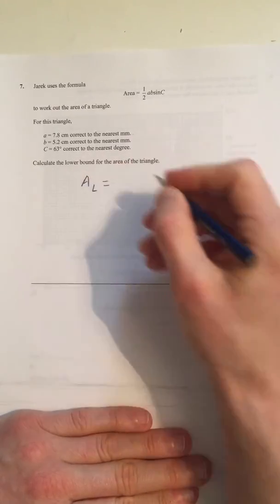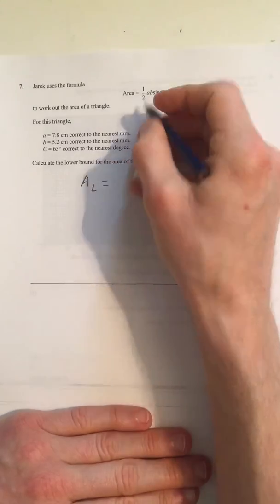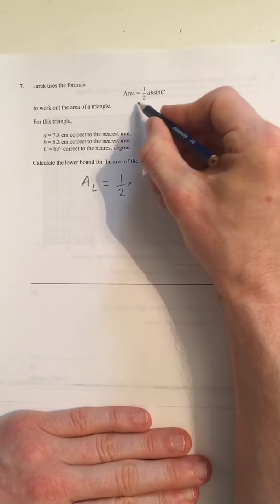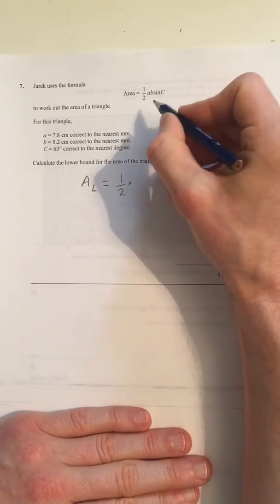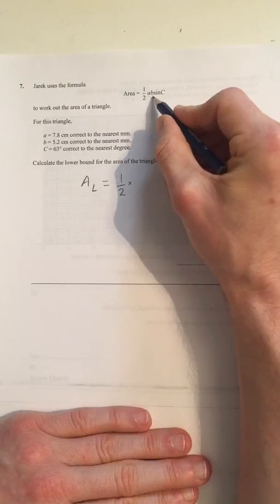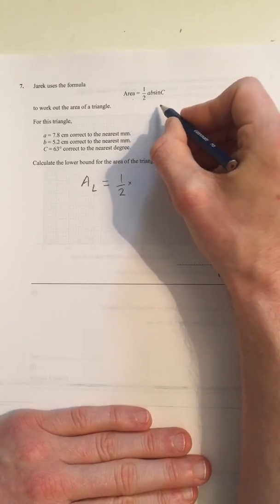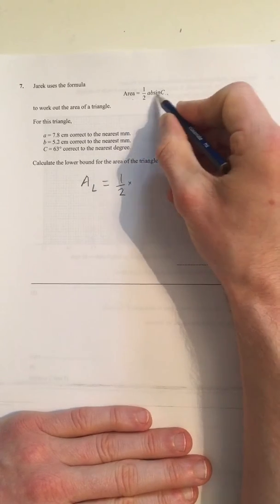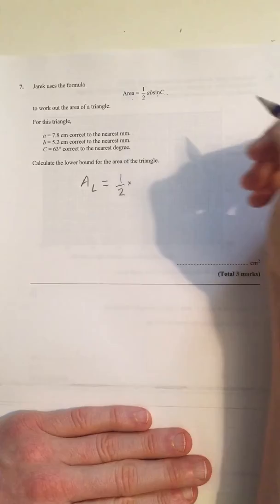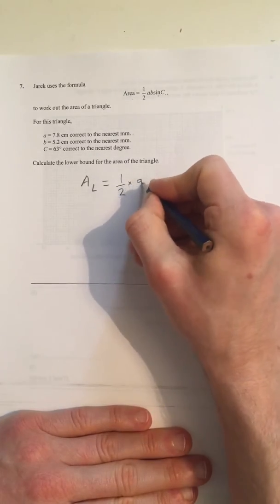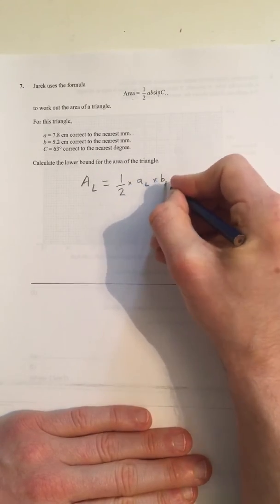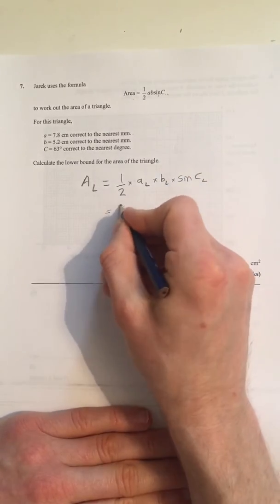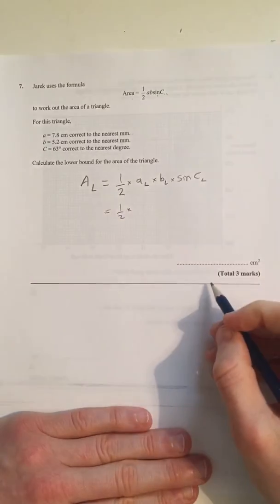So A lower will be equal to 1/2 multiplied by, now if I want the smallest area possible, I want to have the smallest value of A multiplied by the smallest value of B multiplied by sine of the smallest angle. These have all been multiplied together, so I want the smallest of each of them. So it's going to be A lower times B lower times sine of C lower. So let's work out what the lower bounds of each of these are.